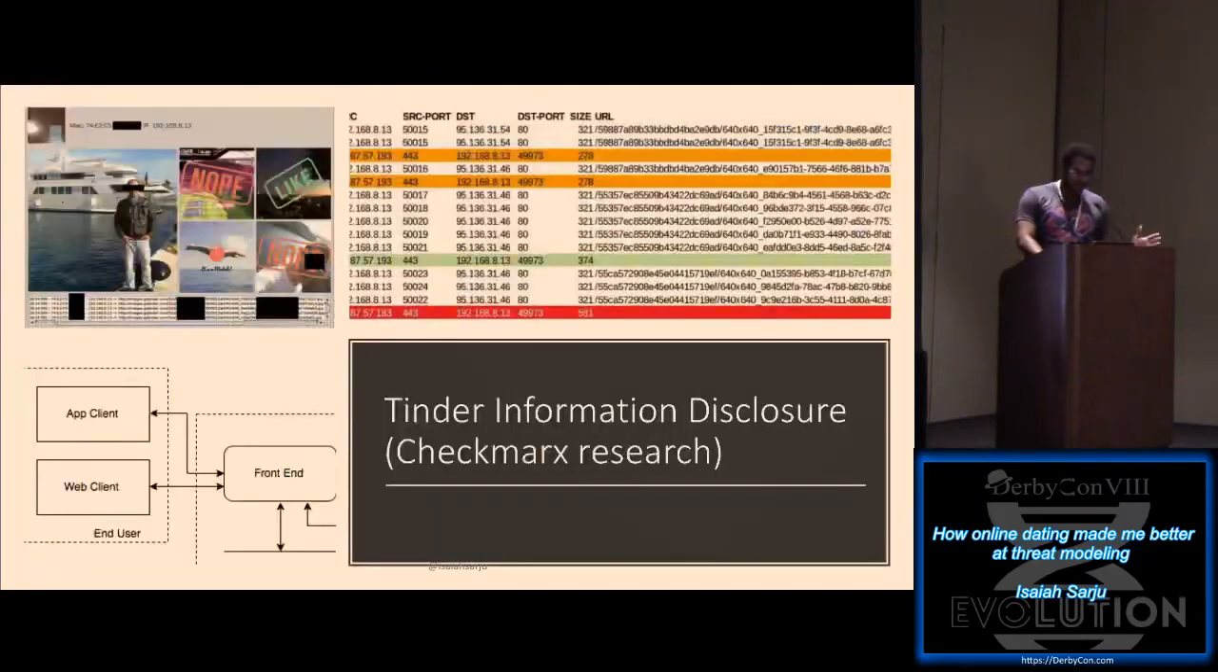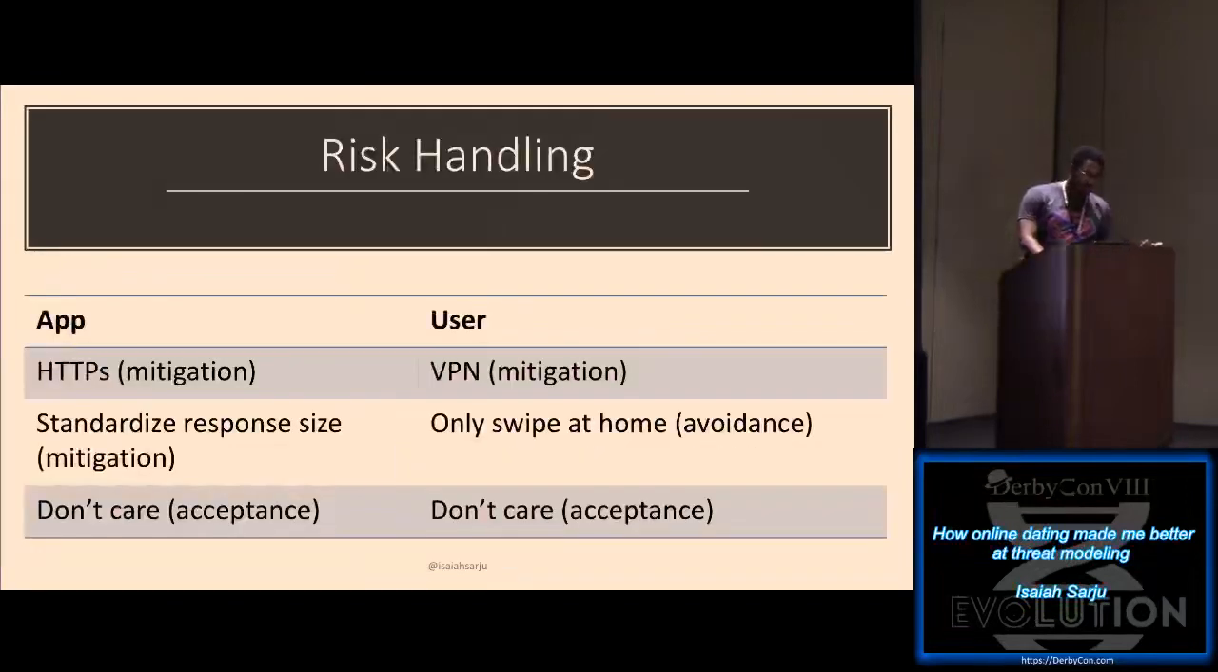So let's look at that specific risk right here, information disclosure, and how we can handle it from the app side and from the user side. Because it's very important to me that we can use threat modeling when we're developing applications, and also when we're using them. So this talk is for everybody, so I want to look at it from both sides. So for the app, it'd be easy. Just use HTTPS. Just do it.